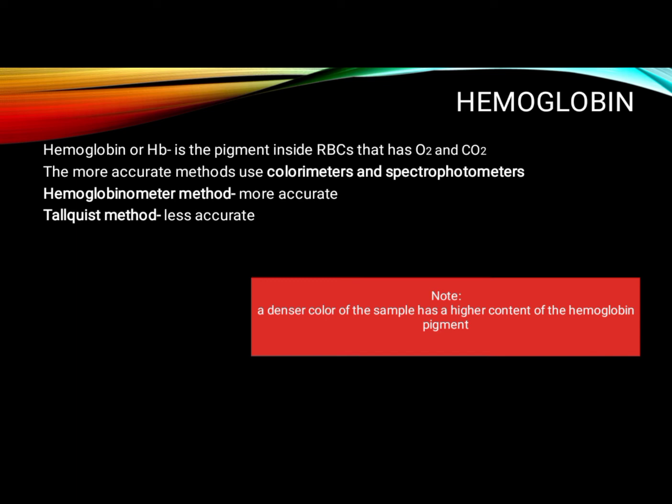In hemoglobin determination, the more accurate methods use colorimeters and spectrophotometers that measure the percentage of filtered light transmitted through the sample. Another accurate instrument is the hemoglobinometer, while the Talquist method is less accurate. So here's the procedure of the Talquist method.